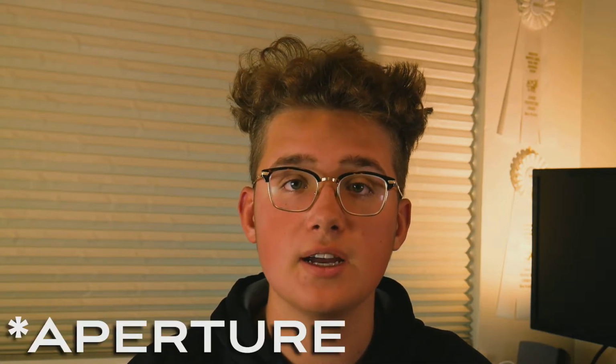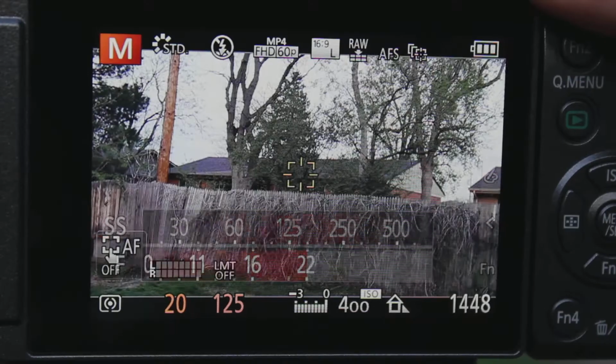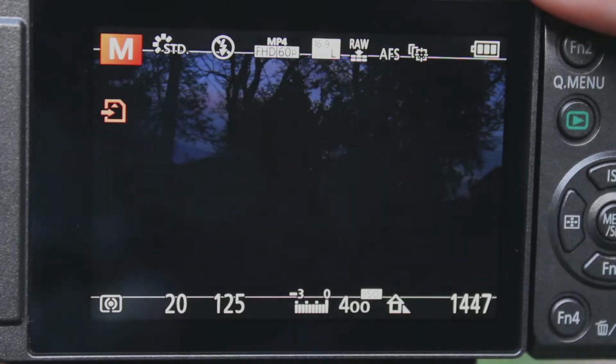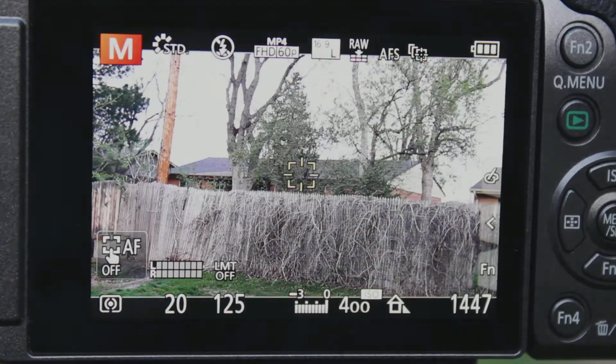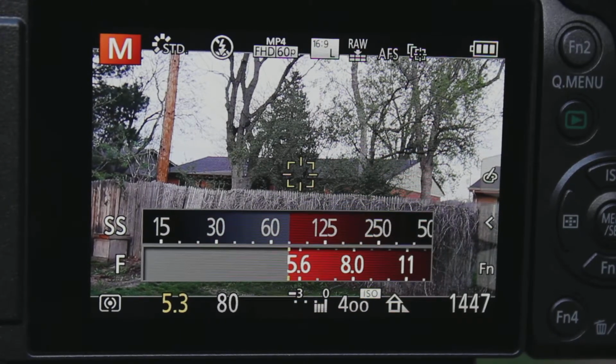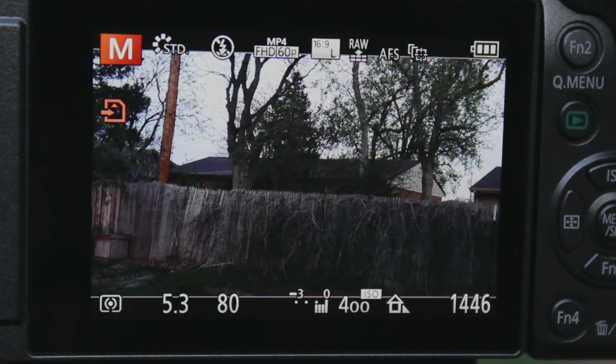The last setting to think about is aperture, and this controls two things: the amount of blur in your image when focusing on something, and also the amount of light let into your camera. Choose your aperture based on the amount of blur that you want in your background. The smaller the number, the more blur you get when focusing on something, and also how bright your day is.